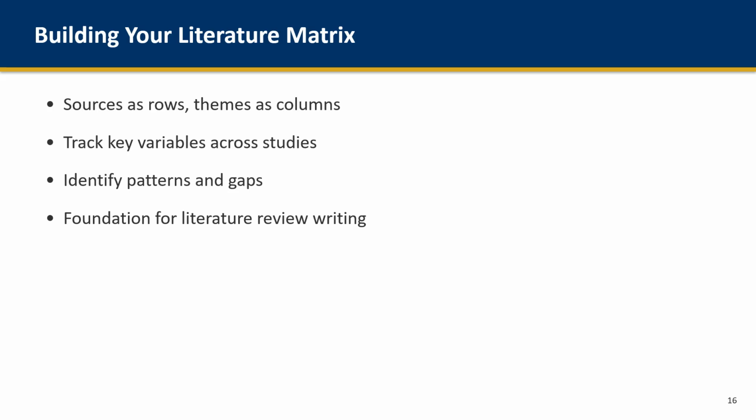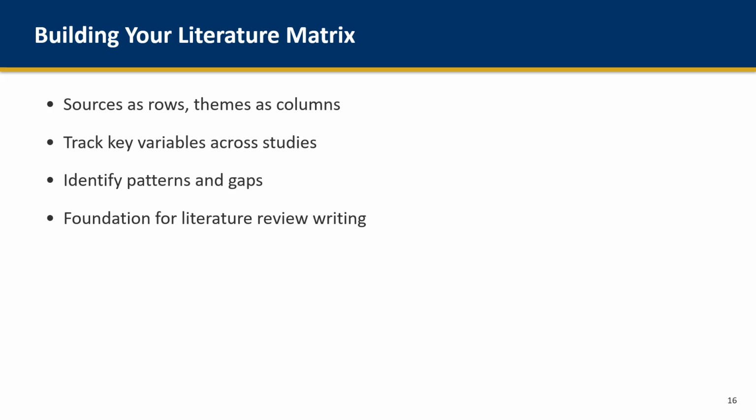You can identify gaps in the literature, majority and minority positions on contested questions, and how findings vary across different populations or methods. The matrix becomes an invaluable resource for writing. Instead of trying to remember what each of 50 sources said about a particular theme, you can sort and filter your matrix to see all relevant information at once.